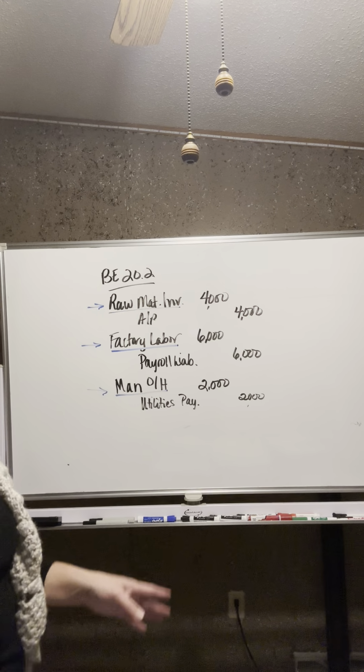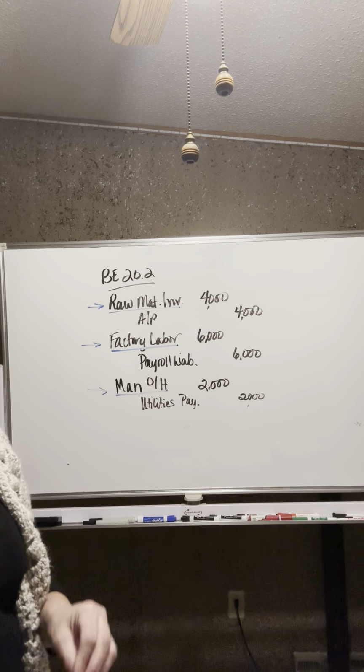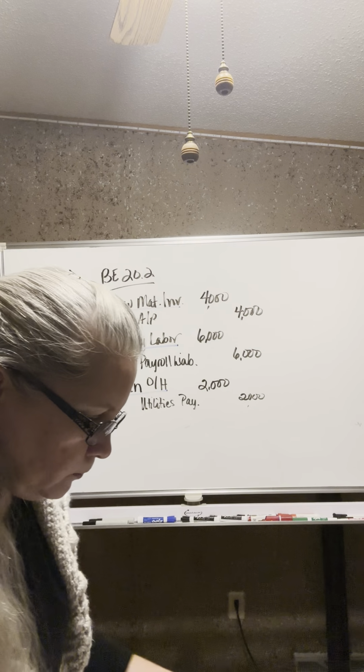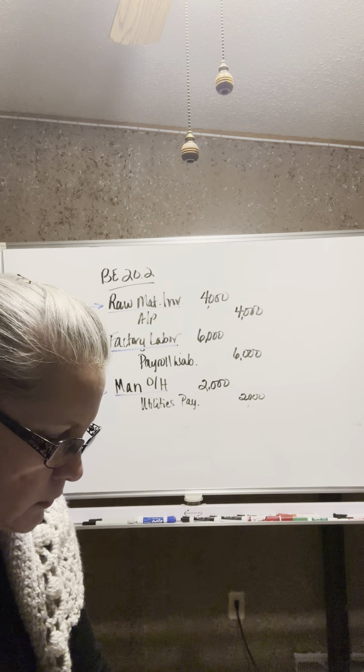So now what we're going to do is we're going to take these three cost components and we're going to actually assign them to the process. So going back into the chapter, starting on 7 and 8.